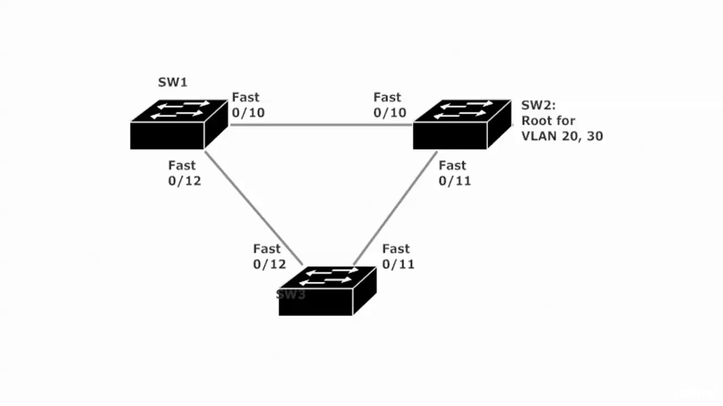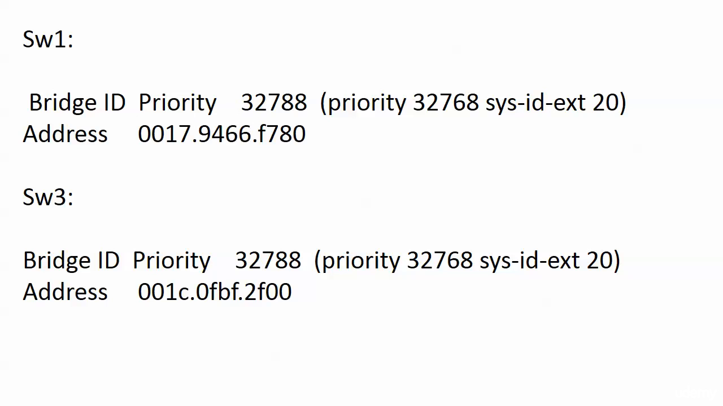But let me ask you before we move forward, if switch 2 were to meet with an unfortunate accident, would switch 1 become the root for VLANs 20 and 30, or would switch 3? And this should be really quick for you. You're probably looking at it now. You already got the answer before I finish the question.